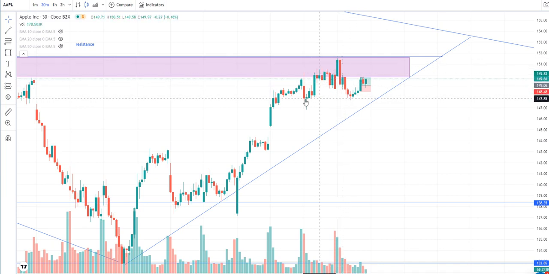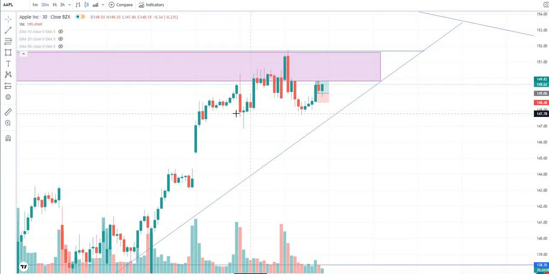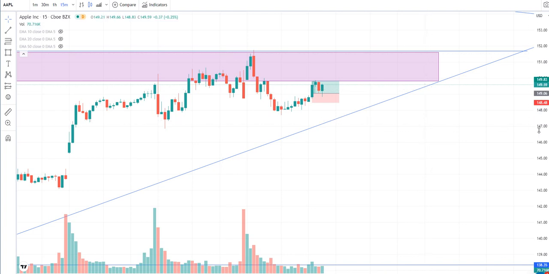Then it went all the way down, which found support at this point. We found support at this point, as you can see, to this point here on the 30-minute time frame, nice support. Got rejection here, rejection, and we got a pull. Let's go to the 15-minute time frame to see what I have done.